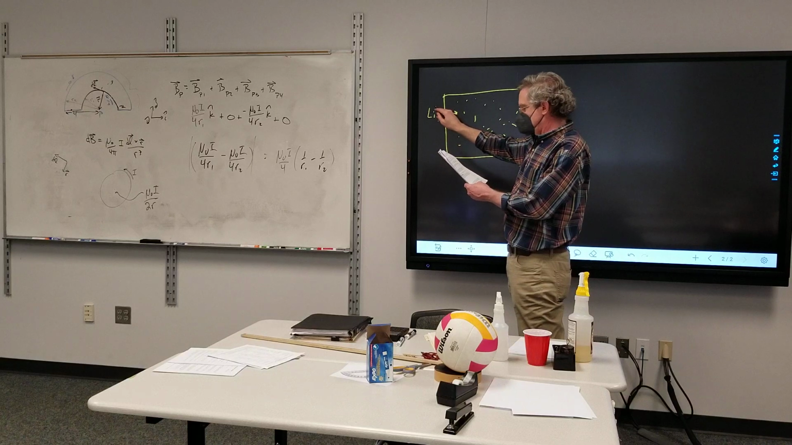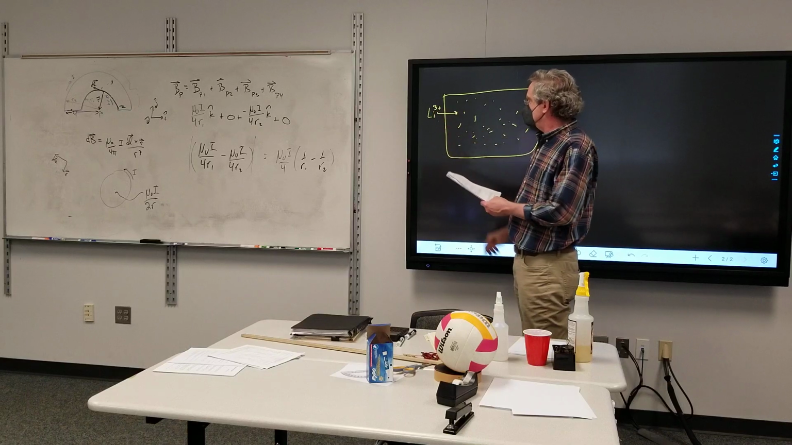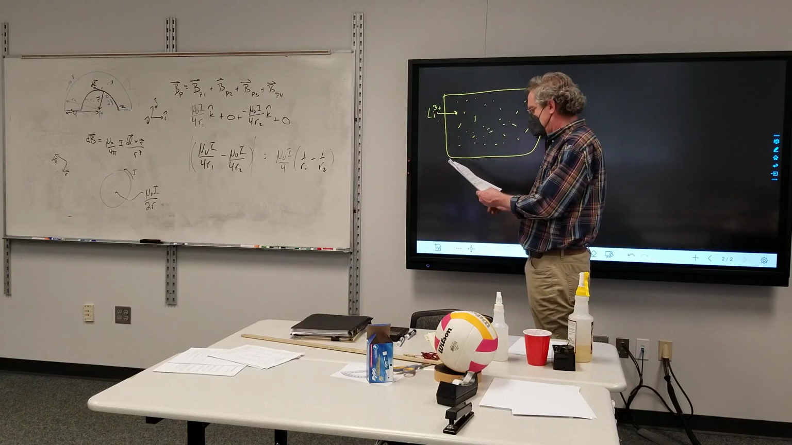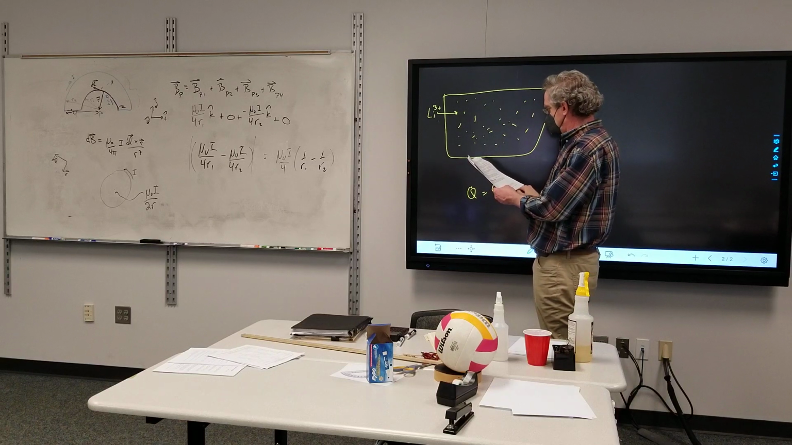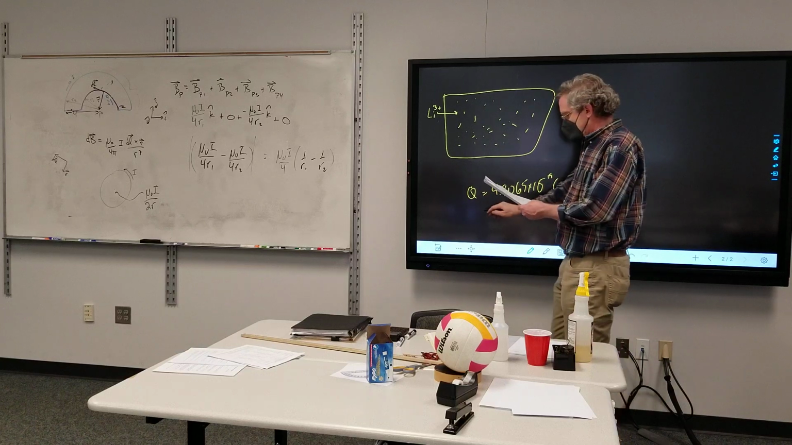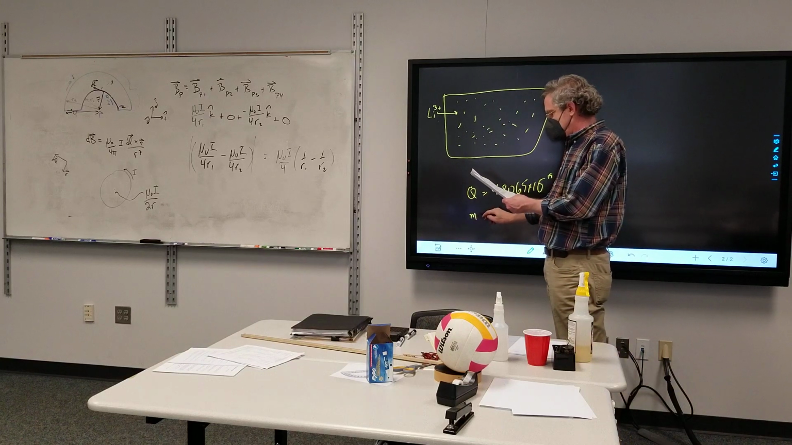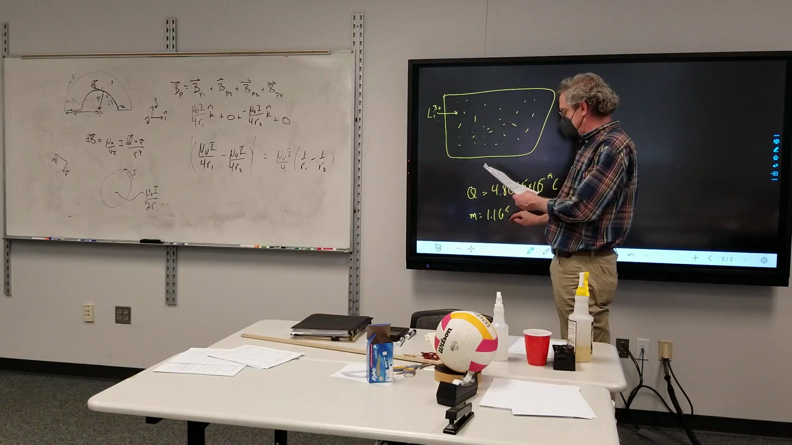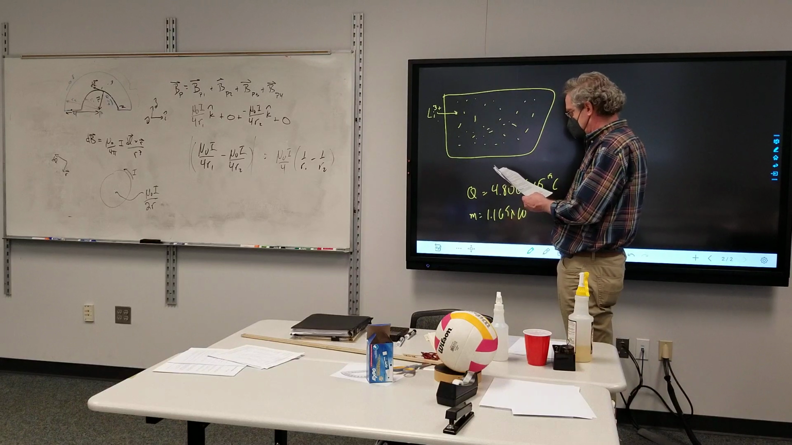And the nucleus is 3 plus. Charge is 4.8065 times 10 to the negative 19 coulombs. Mass is 1.165 times 10 to the negative 26 kilograms.